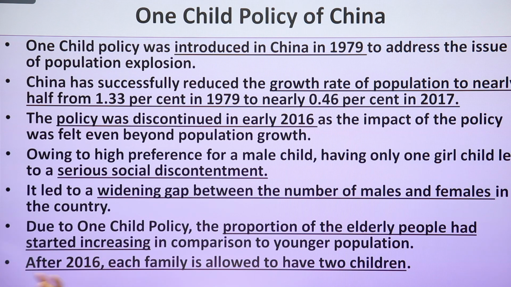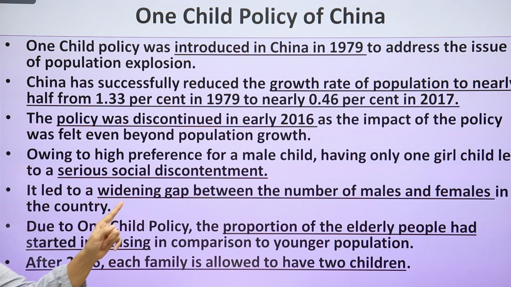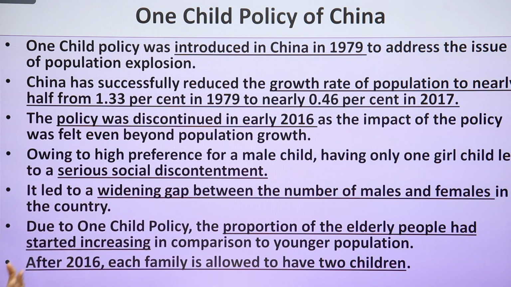But there were many problems which came up due to the introduction of this one child policy. As a result of the adoption of the one child policy, owing to high preference for a male child, having one girl child led to a serious discontentment. So there was social discontentment among Chinese that they can't have more than one child, and it was criticized vehemently by people in society of China. Then it led to a widening gap between the number of males and females. That means it led to an adverse sex ratio in China.